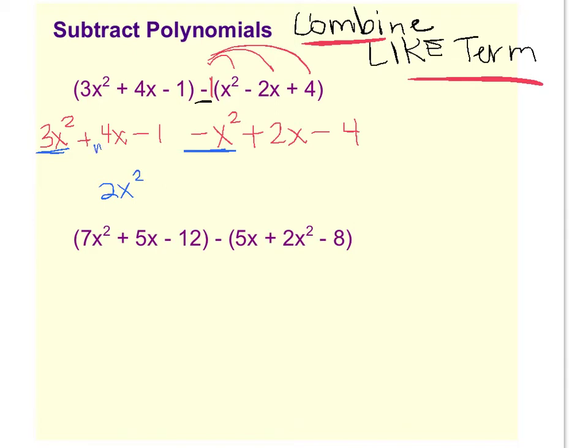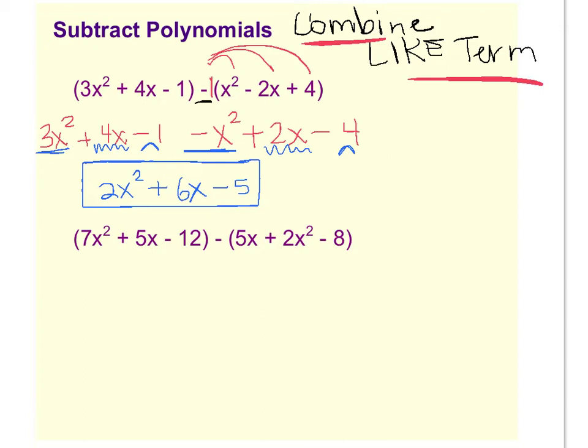Next I see here's a 4x. A 4x will combine with this 2x over here. So 4x plus 2x is 6x. And I wrote plus 6x because it's positive. And then last we have a negative 1 that will combine with a negative 4. Negative 1 minus 4 is a negative 5. And this one is done.